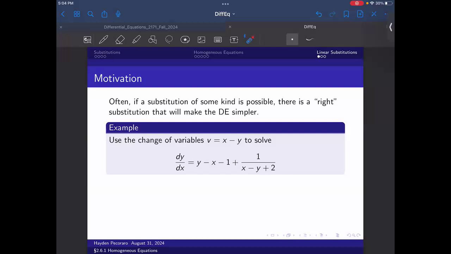Oh, yeah, so why we have negative v minus 1. Oh, that's why it's hard.